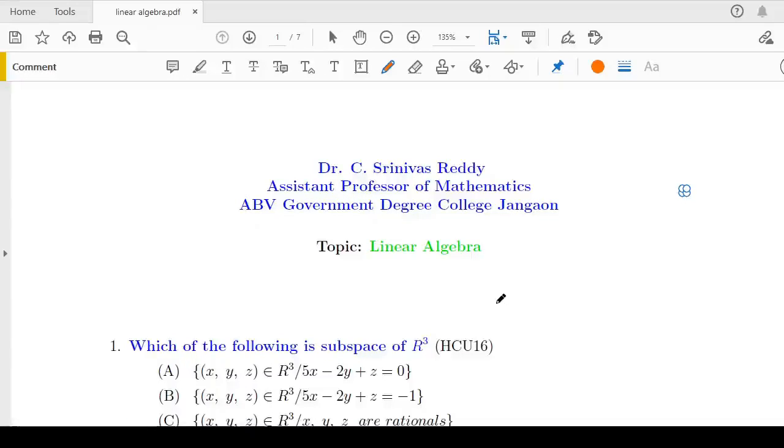Today we have to discuss linear algebra. Linear algebra is the most important topic in PG entrance examinations and covers up to 20% of the weightage of marks. So we have to learn how to tackle linear algebra questions in PG entrance examinations. Let's go to the class.